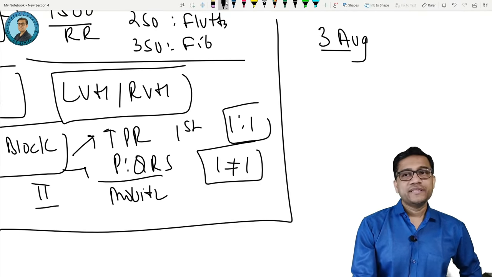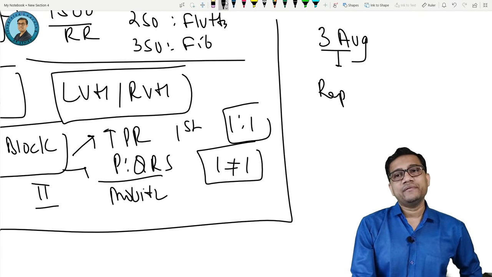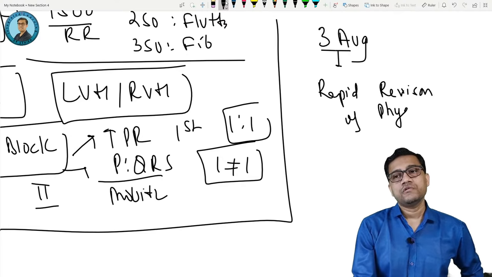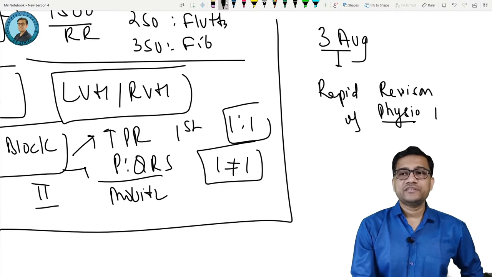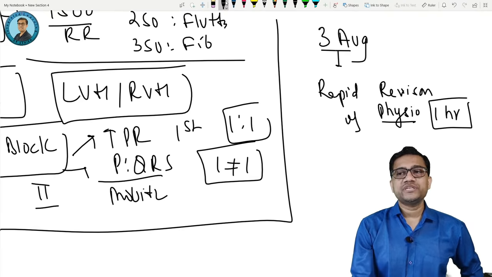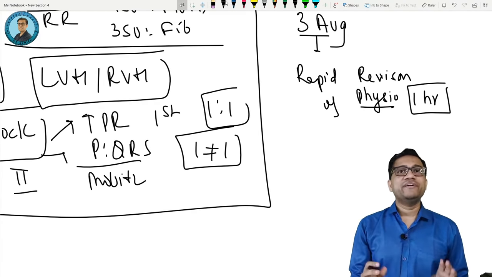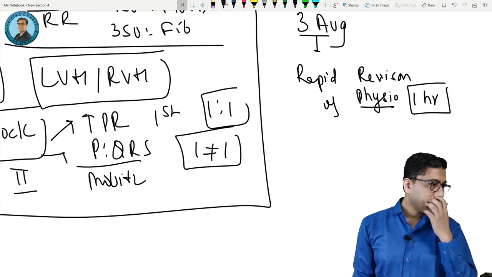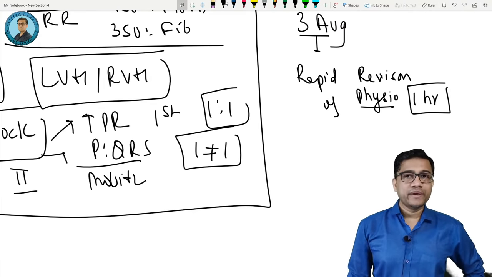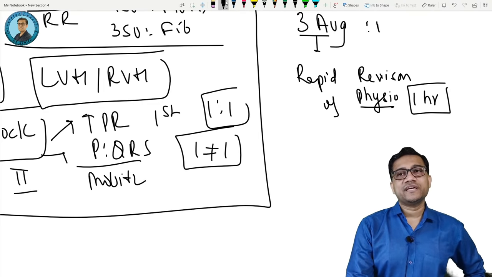Then we'll do our rapid revision of physio also, in just 1 hour, because you just need to know some important things from physio, and that will cover almost 70-80% of questions. So on 3rd August we'll have the next class.